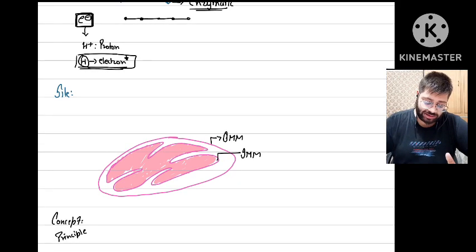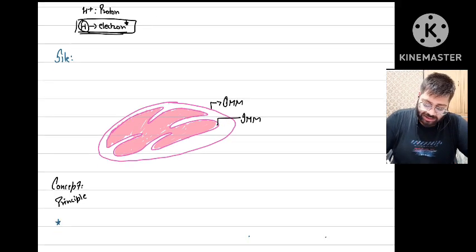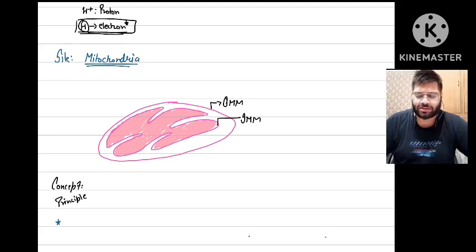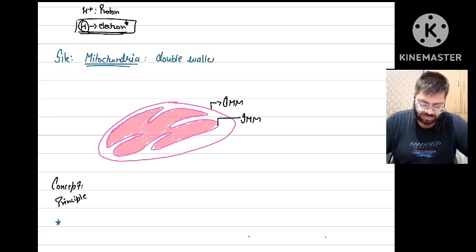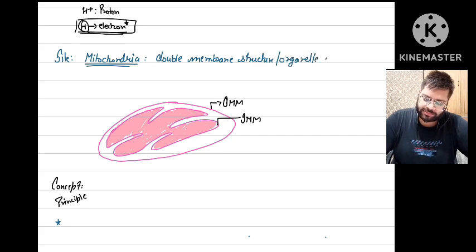What is the site of the electron transport chain, or ETC? In a cell, it occurs in the mitochondria. We have learned that mitochondria is the powerhouse of the cell, and now we will learn why this name is given to mitochondria. Mitochondria is a double membrane structure, an organelle of our cell. Why it is double membrane, we will not get into.